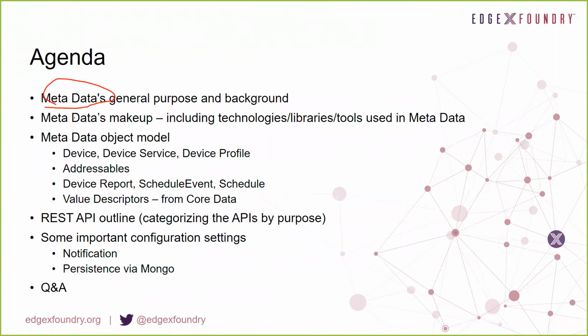So we're going to take our first dive into metadata today. We're going to look at its makeup, including the technologies and libraries that make metadata work. We're going to look at its object model. As you'll see, the object model for metadata is much more complex than the object model for core data, for those of you who may have participated two weeks ago. So we'll get into things like device services, device profiles, addressables, all sorts of elements that we'll be discussing over the course of the next 30 minutes.